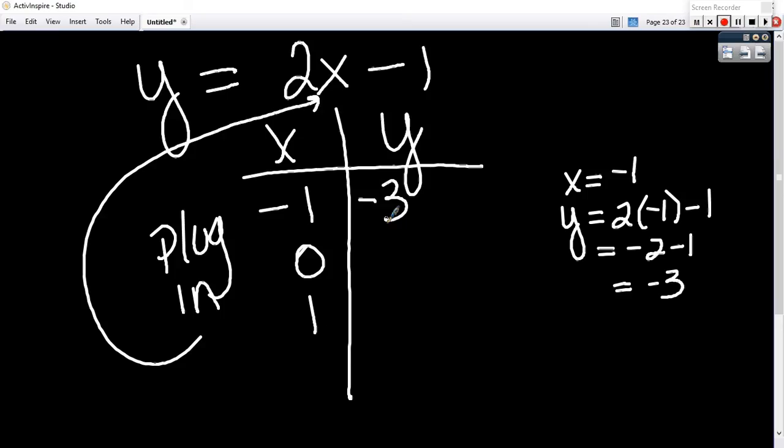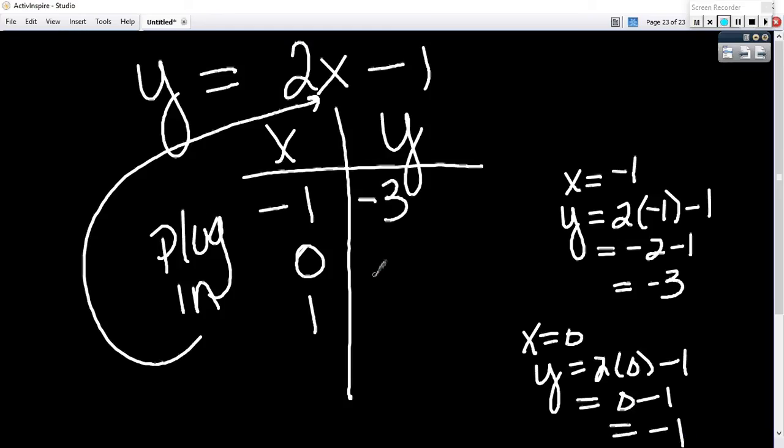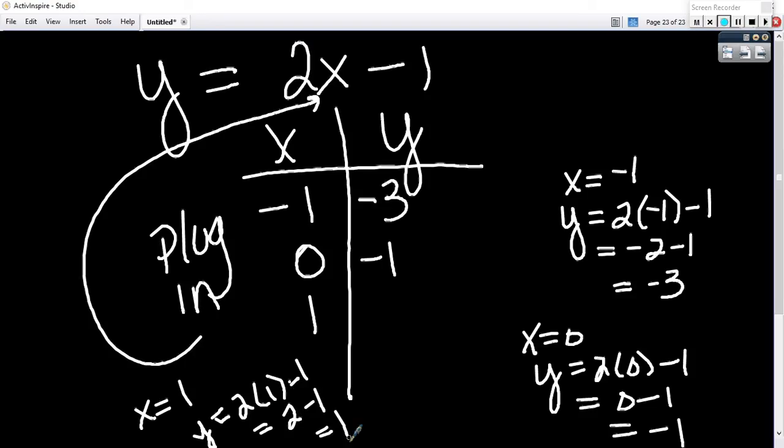How about the 0? You try the 0, tell me what you get. Close. Well, you get 0 for the first piece, but then you have to subtract 1, so you get 2 times 0 minus 1. And when you put it in the calculator, they give you all that? Yeah. And then when x equals 1, 2 times 1 minus 1 is what? 1.